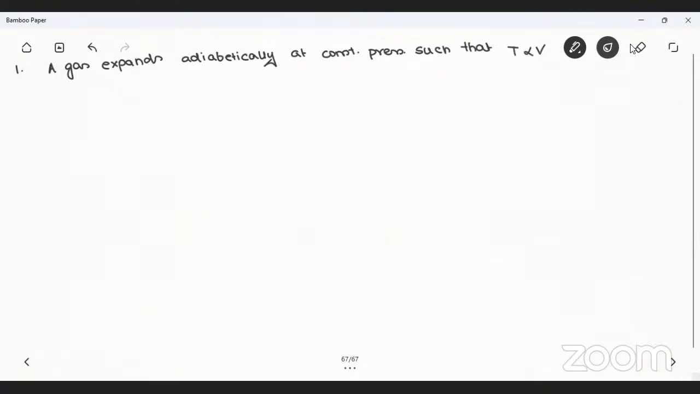Okay. So let's do one sum. A gas expands adiabatically at constant pressure, such that T is directly proportional to V to the power minus half. This is your JEE question. Find gamma.